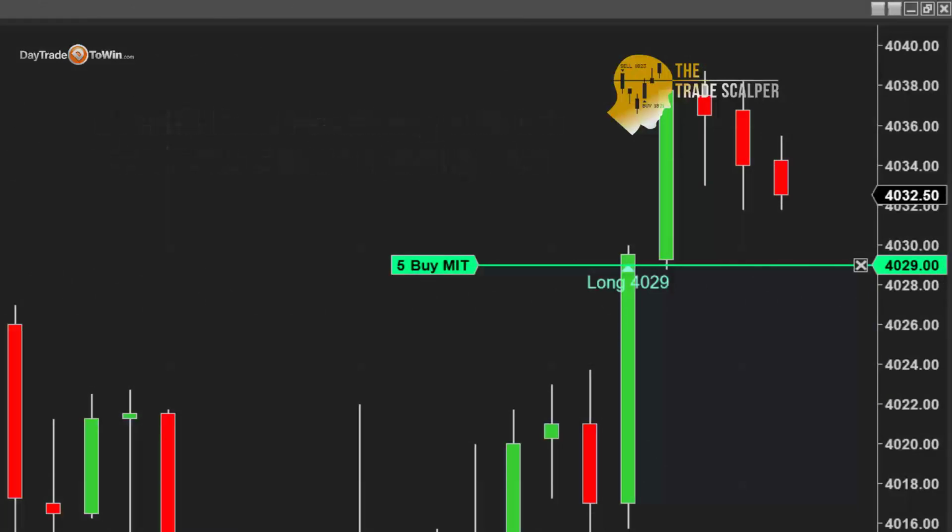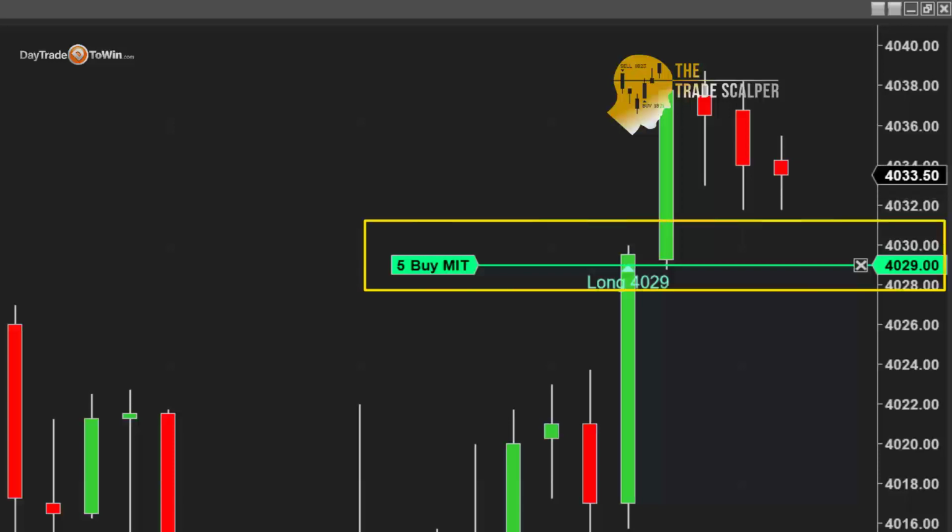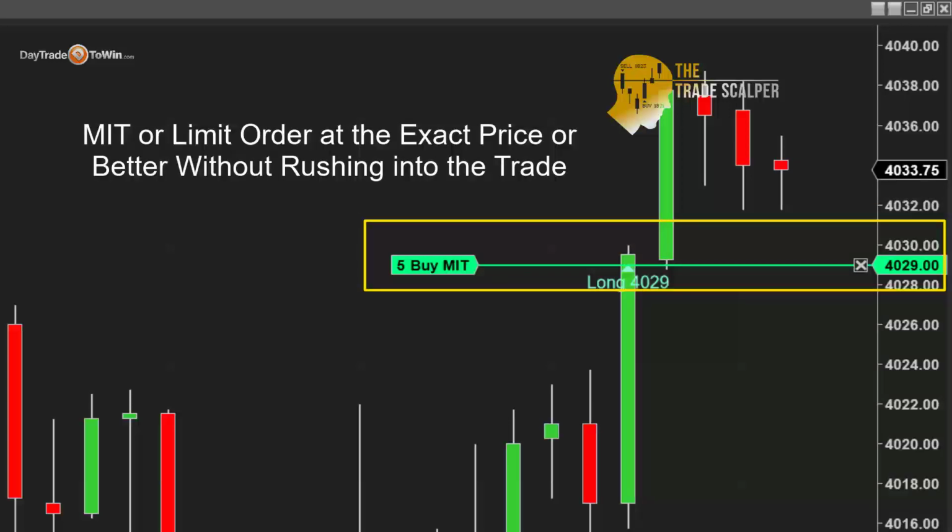Now, the next thing we're going to do is place the order. Here I have it at 40.29 exactly, without rushing into it. Be calm. You don't have to jump into it like a chaotic situation. We really do want to have an exact price or even a better price. So if you're able to get a better price, that's what we want.